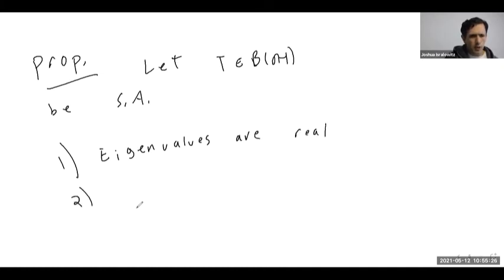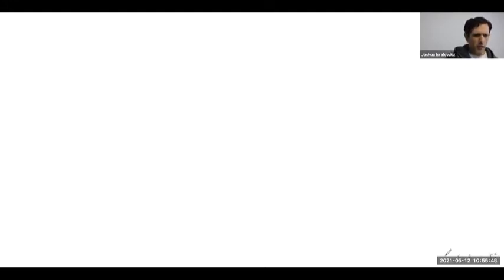And 2, you have orthogonal eigenspaces if we have 2 different eigenvalues, right? Okay, right, so let's just prove this real quick.